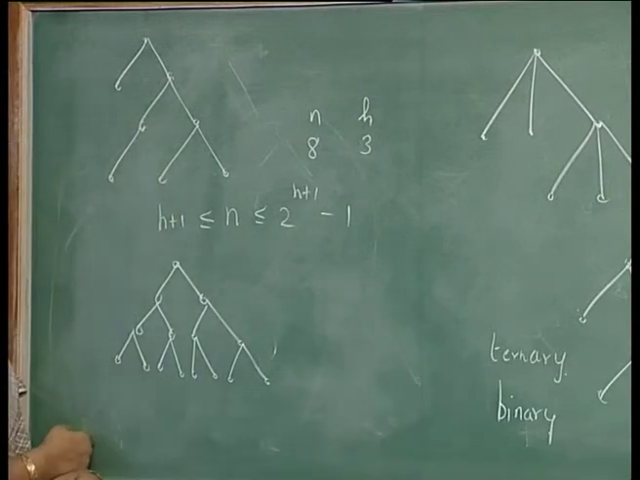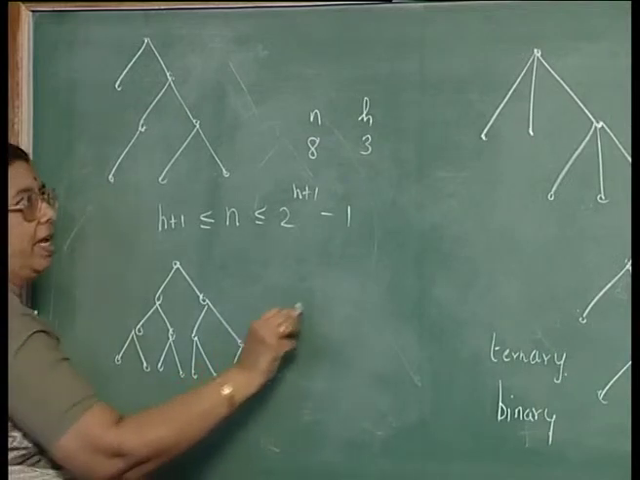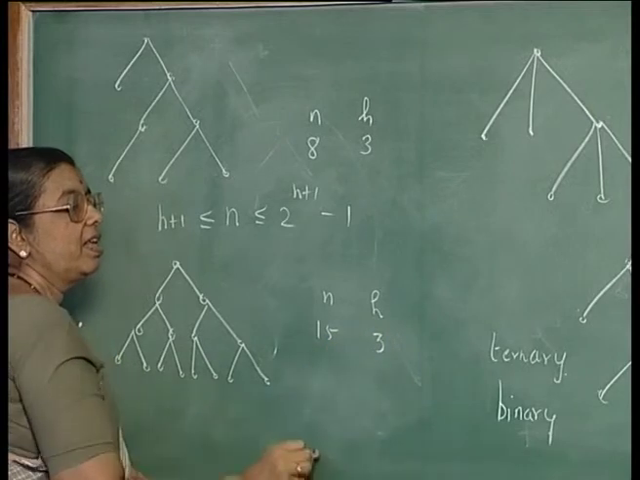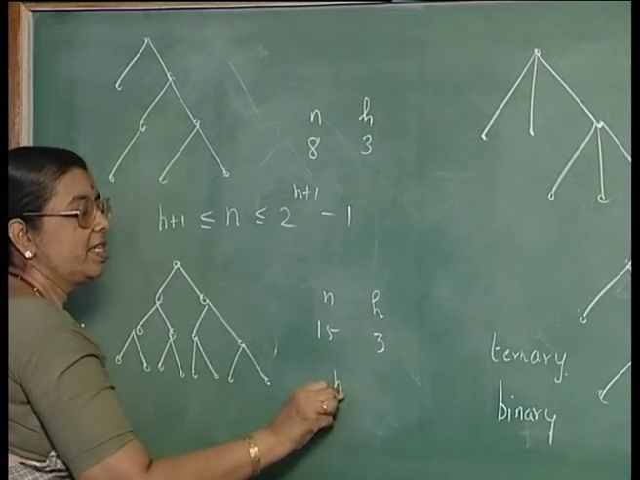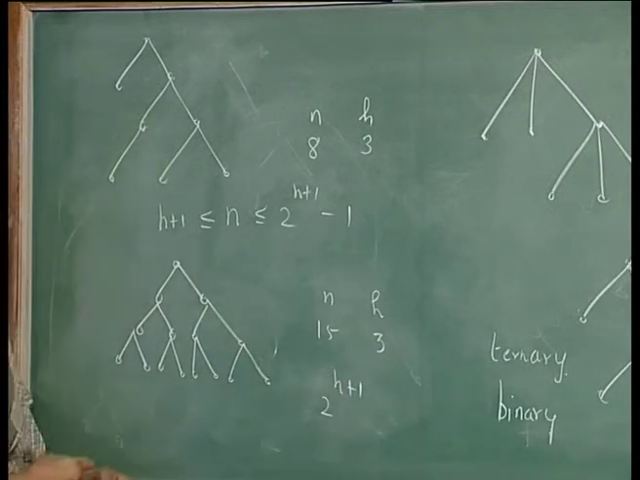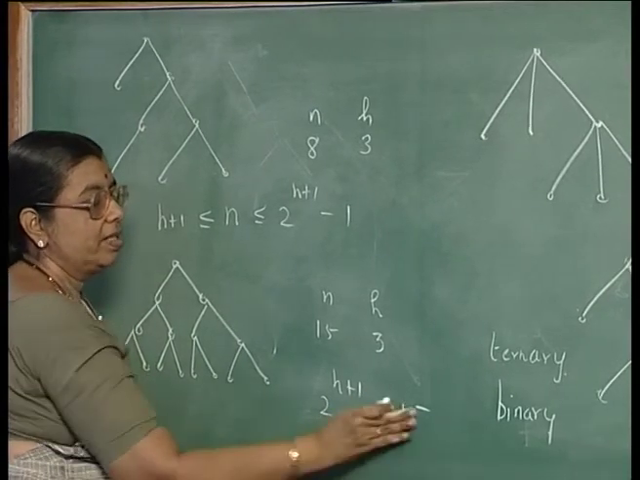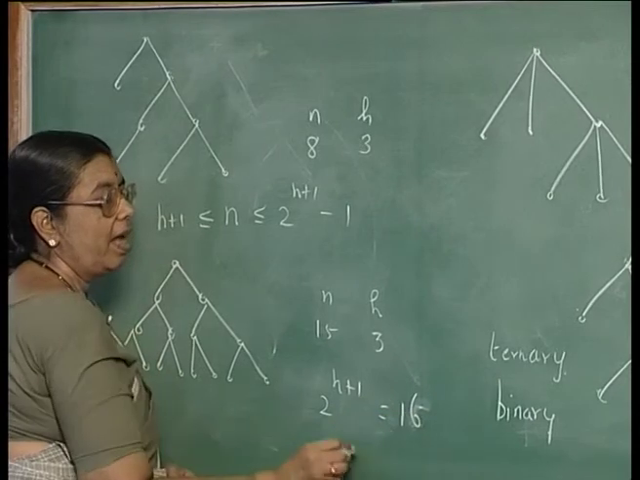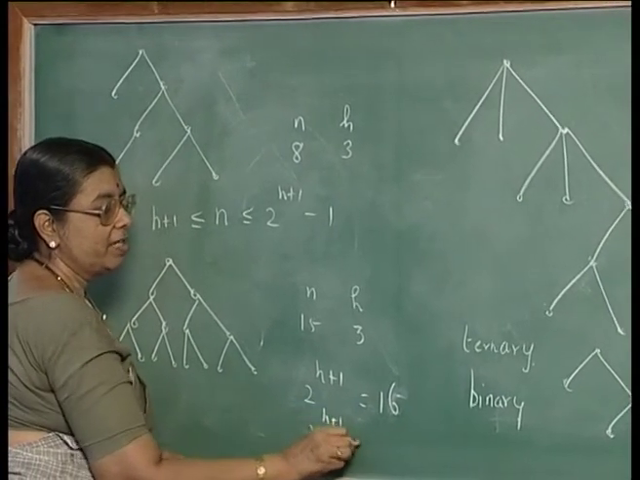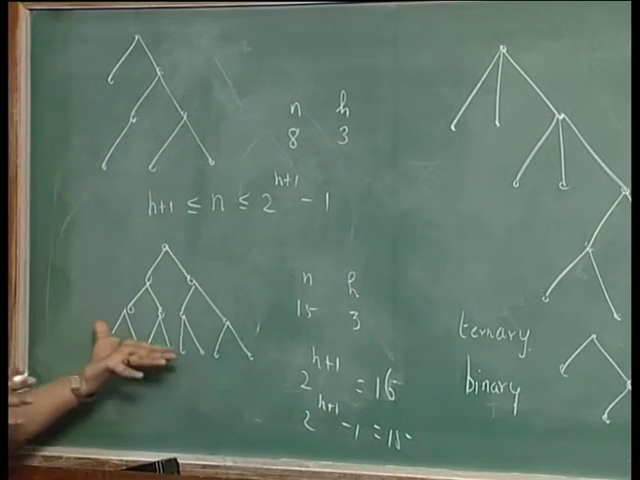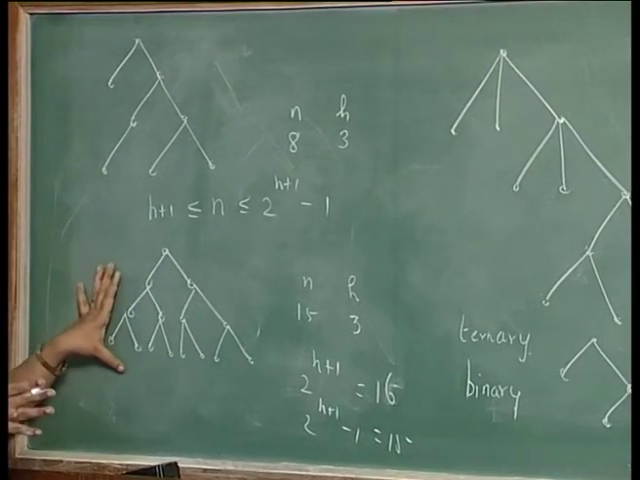So, what is the number of nodes here? The number of nodes is 15, N is 15 and H is 3. So, what is 2 power H plus 1? 2 power H plus 1 is 16, and 2 power H plus 1 minus 1 is 15. So, in this case you get the maximum number of nodes for this height.